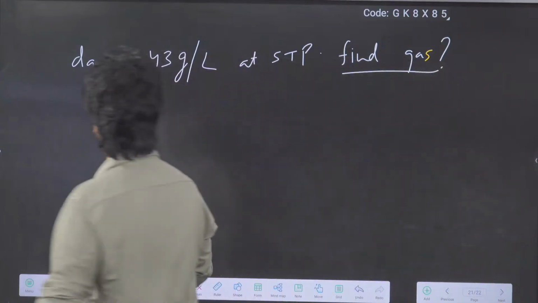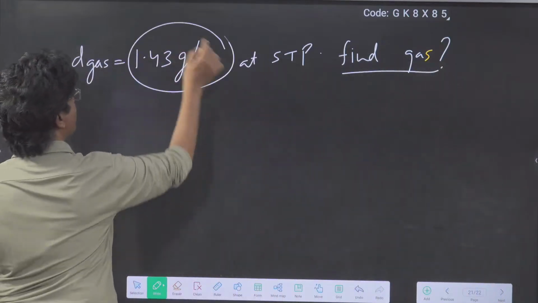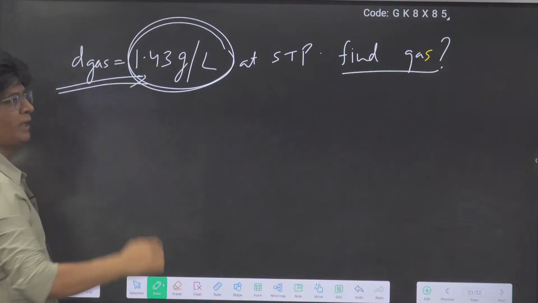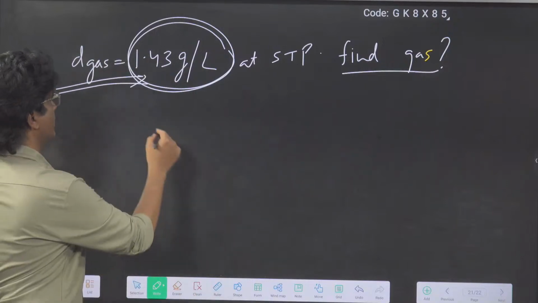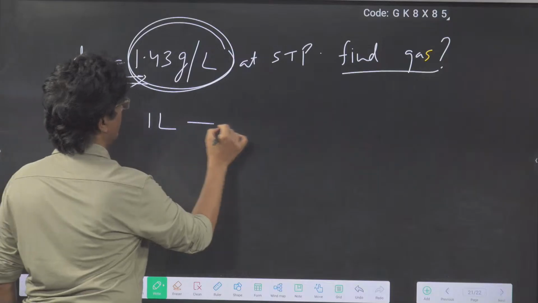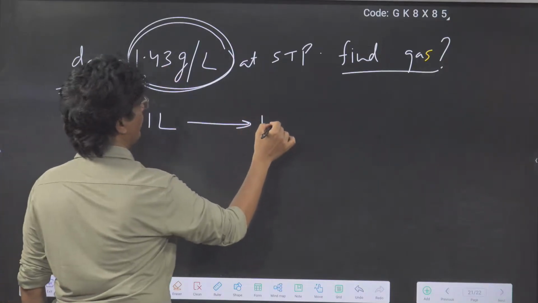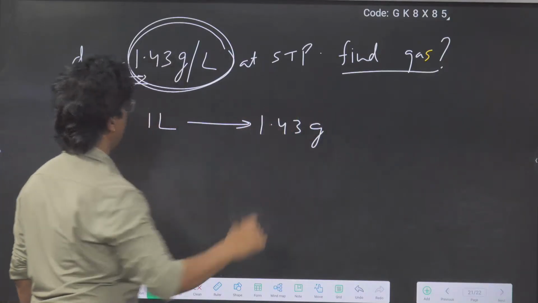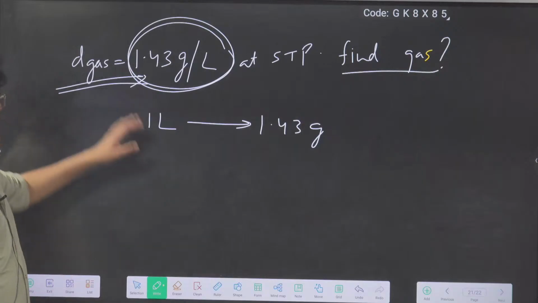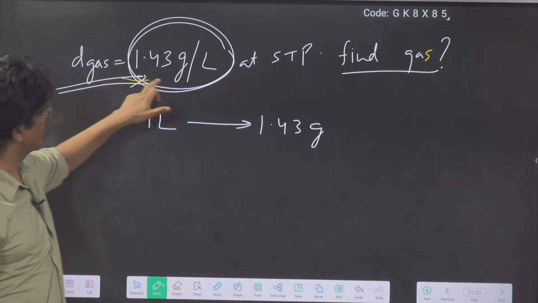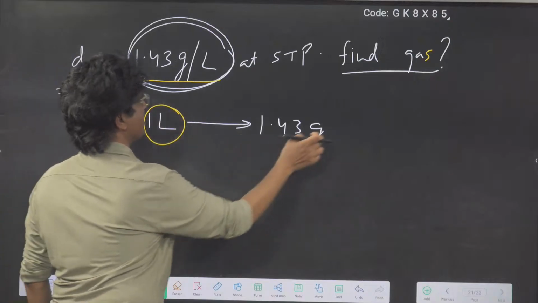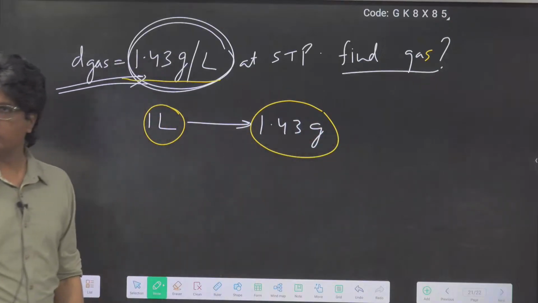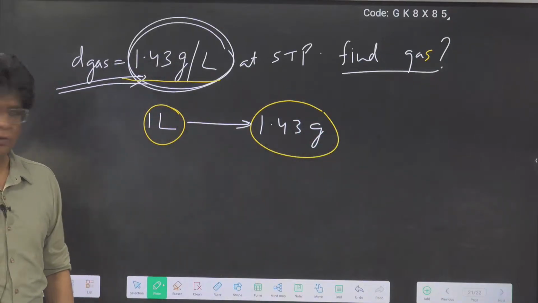Right. So what we will get, see this thing. What is the meaning of density? Learn to decode the density given. Now see this stuff. 1 liter has a weight of what? 1.43 gram. Will you agree with me? What is the meaning of this? When density is 1.43 gram per liter, it means 1 liter has a weight of 1.43 gram. Yes or no?